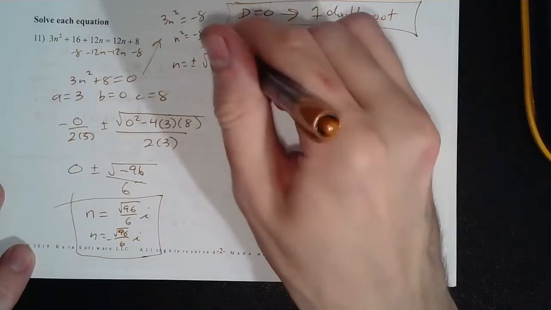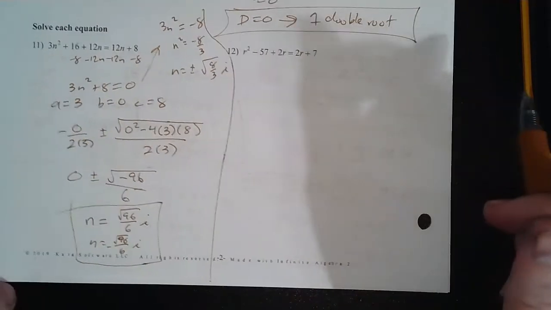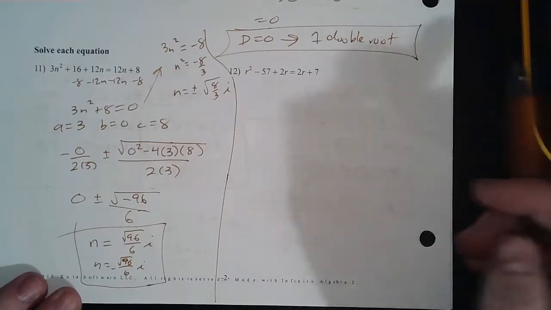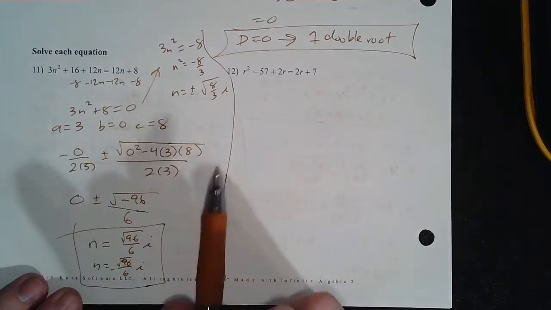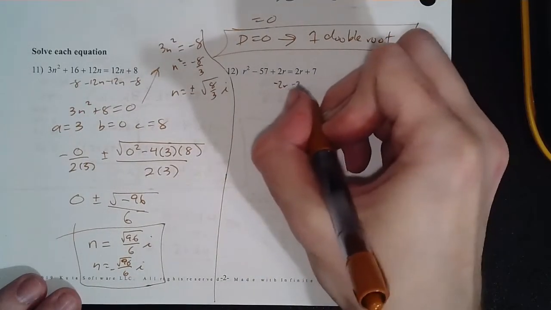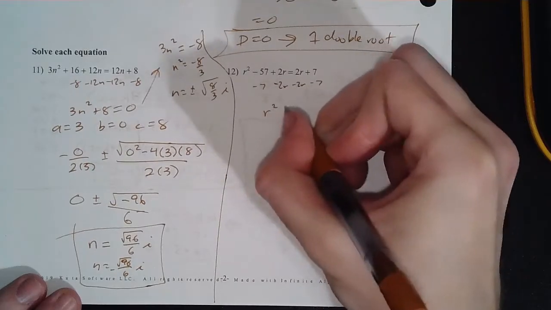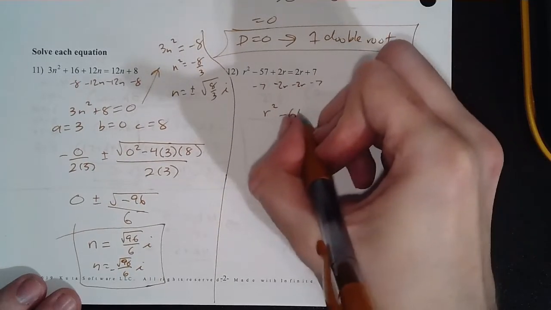I really don't care which answer you put. They're both the same thing. Maybe as a fun little proof to yourself, you could prove they're the same thing. Anyways, r squared minus 57 equals 7 plus 2r. So we're going to subtract 2r on both sides here. And we're going to subtract 7 on both sides here. And then we're going to get r squared minus 64 equals 0.